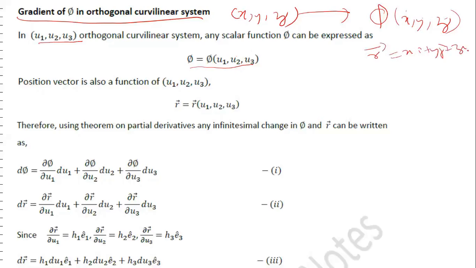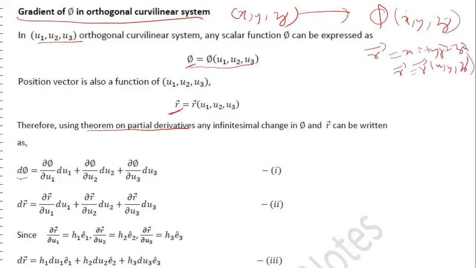Like I discussed, the position vector in the Cartesian system is xi plus yj plus zk. So the position vector, as we know it, is a function of x, y, and z in this 3D Cartesian system. Similar to that, we can also write the position vector in a u1, u2, u3 coordinate system as a function of the coordinate variables u1, u2, and u3. Therefore, using the theorem on partial derivatives, any infinitesimal change in phi, and any infinitesimal change in the position vector r, can be written like this.